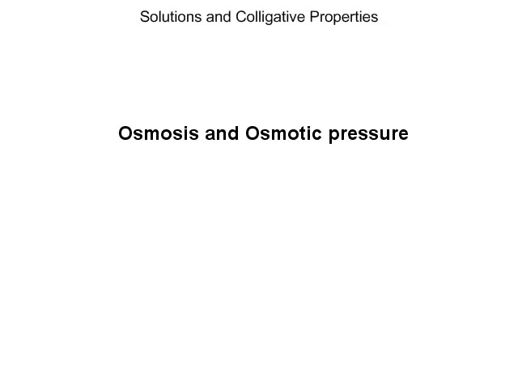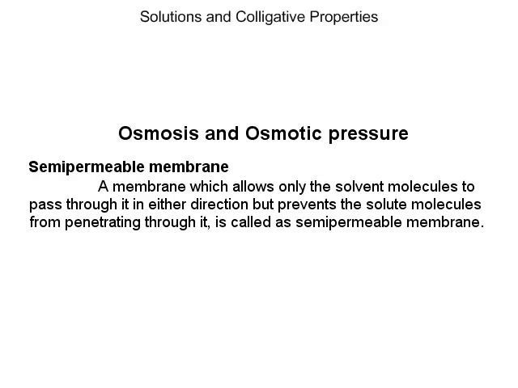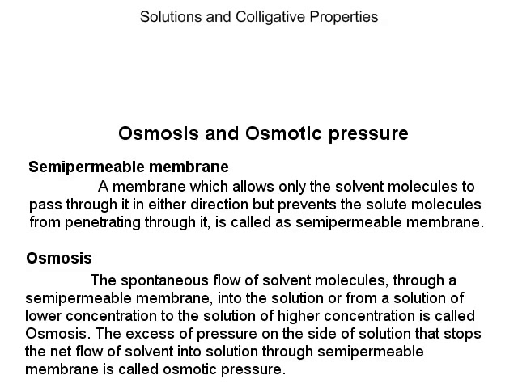Osmosis and osmotic pressure. Semi-permeable membrane: a membrane which allows only the solvent molecules to pass through it in either direction but prevents the solute molecules from penetrating through it is called a semi-permeable membrane. Osmosis: the spontaneous flow of solvent molecules through a semi-permeable membrane into the solution, or from a solution of lower concentration to the solution of higher concentration, is called osmosis. The excess of pressure on the side of the solution that stops the net flow of the solvent into the solution through a semi-permeable membrane is called osmotic pressure.